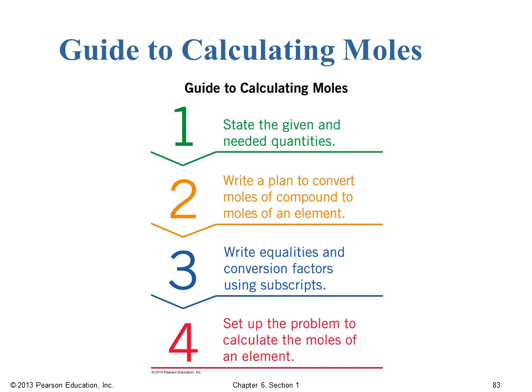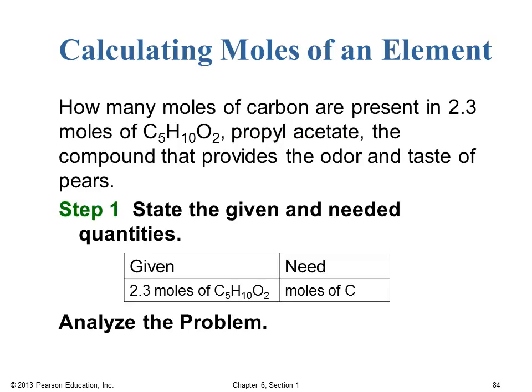So when you're trying to calculate the mass, again with our guide, you're going to state what you're given, state what you need, and write out a plan of what you're going to do. Where are you going to go? Are there intermediate steps? Write out any of the conversion factors that you need to use, and then set it up and calculate it. So here it's asking us how many moles of carbon are present in 2.3 moles of propyl acetate, C5H10O2. All right, and so you state that you're given 2.3 moles of the propyl acetate and that you are looking to find how many moles of carbon.